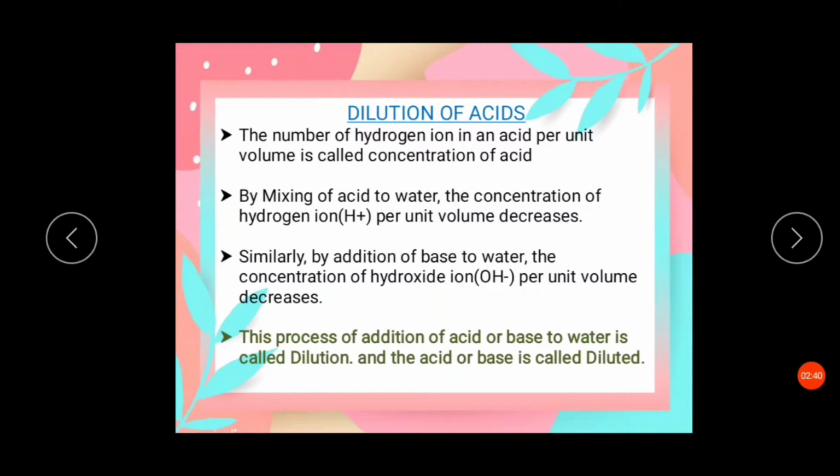So whether it is acid or base, if we add water to it, the number of ions, if it is acid, it will be hydrogen ion, if it is base, it will be hydroxide ion, per unit volume decreases. Okay, so what is dilution? The process of addition of acid or base to water is called dilution, and when we add water to it, the acid or base is said to be diluted.